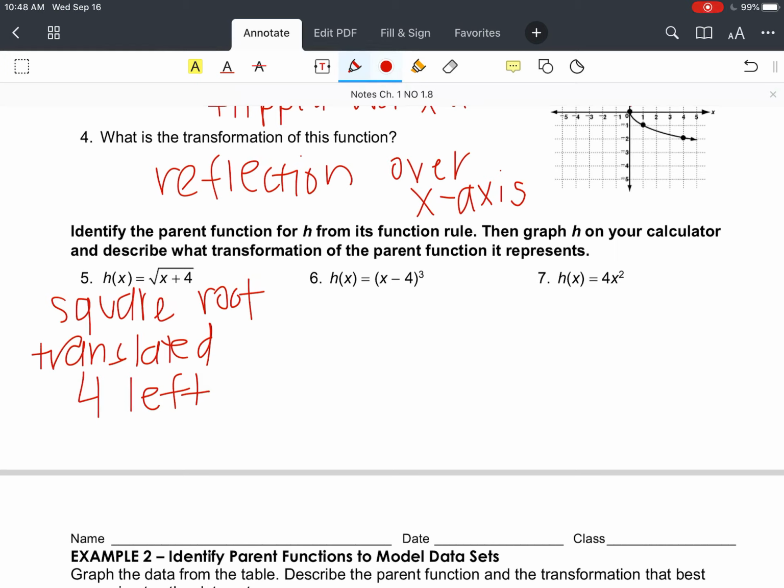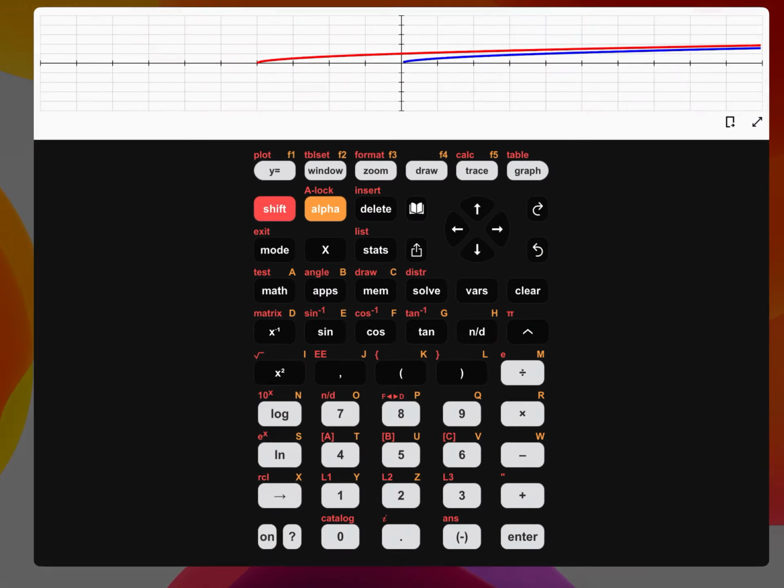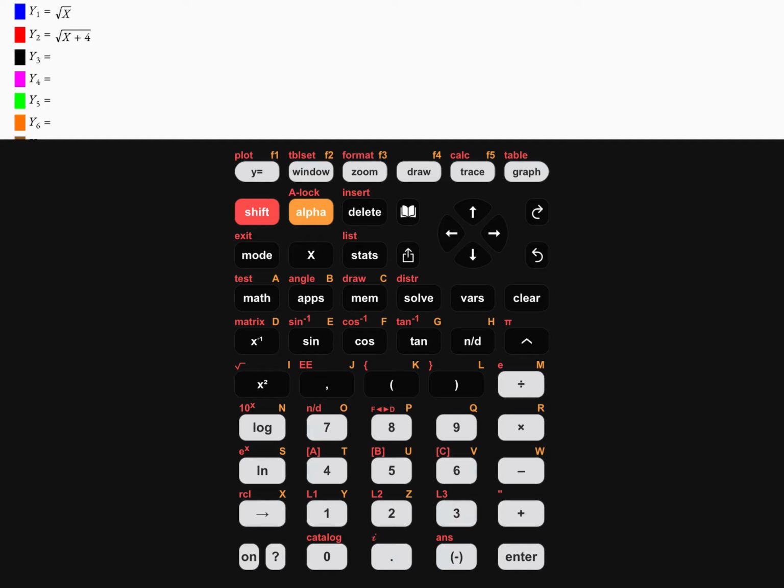Number 7 we'll do together. So number 7, I have 4x squared. Well, x squared, so my parent function was y equals x squared, or f of x equals x squared. So let's go ahead and put this in. So in my calculator, instead of my square root function, I'm going to put in x squared. And then here I'm going to put in my new one of 4x squared.